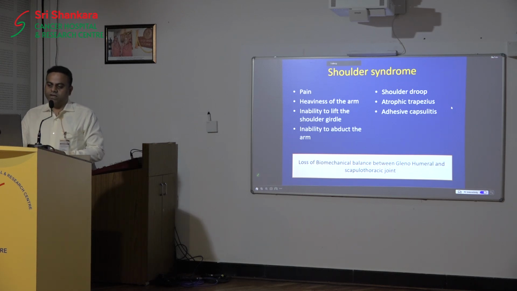Initially in the post-operative period, when you sacrifice this, the patient experiences pain, sometimes heaviness of the arm, inability to lift the shoulder girdle, and inability to abduct the arm. Later on, it leads to sequelae in the form of shoulder droop, atrophic trapezitis, and adhesive capsulitis.